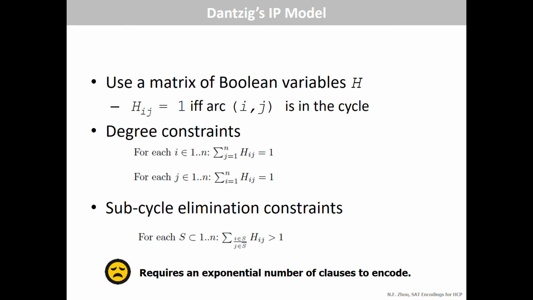The Dantzig's IP model is well known for HCP. It uses a matrix of Boolean variables H. Hij equals 1 if the arc ij is in the cycle. It uses degree constraints to ensure that each vertex has exactly one incoming and exactly one outgoing arc. It uses subcycle elimination constraints to ensure that in each subset S, there is no subcycle in the subset. However, this encoding requires an exponential number of clauses to encode.